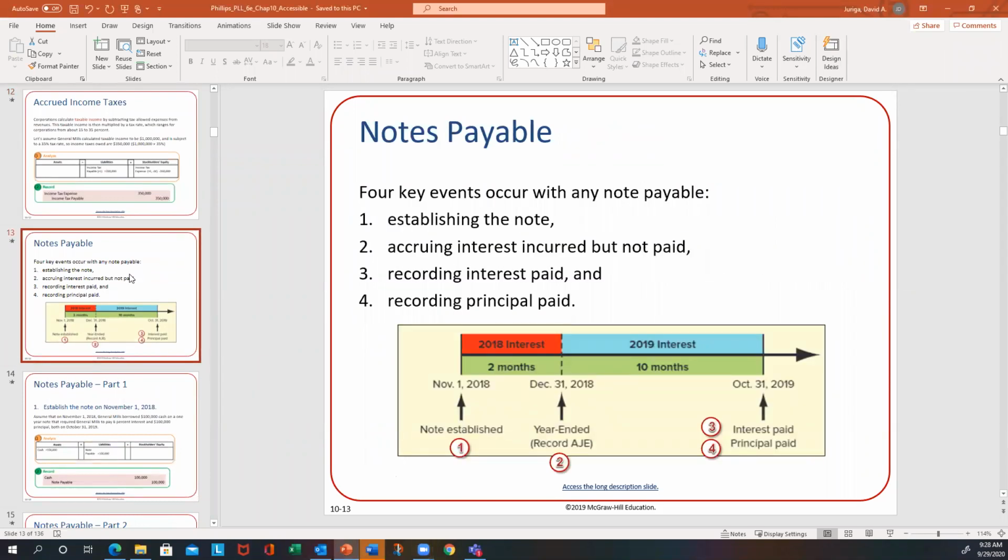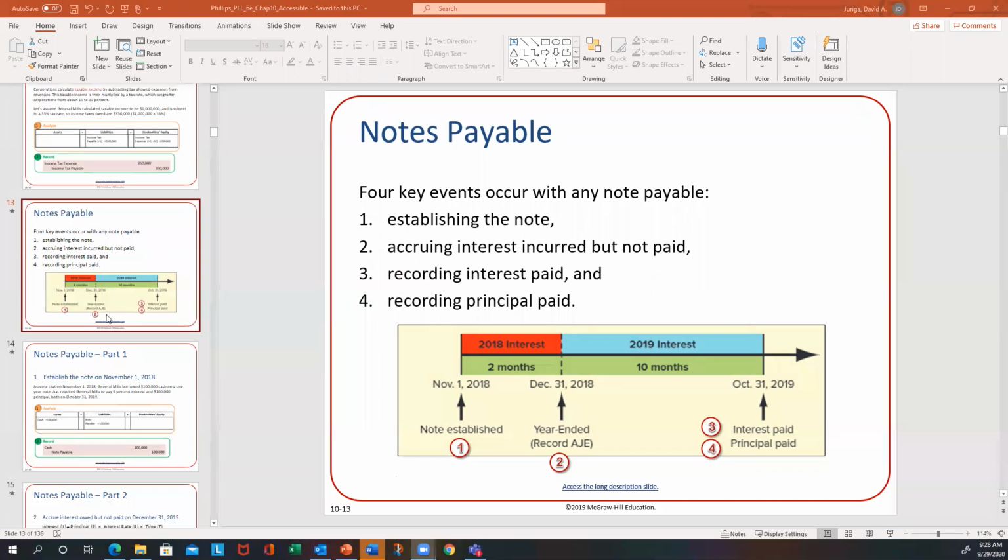Now, notes payable. Typically, the difference between notes payable and accounts payable is that with notes payable, you usually have interest. And notice they've got 4 key events. You borrow the money. You then have to look at the interest that you've incurred but haven't paid. You have to make a journal entry to actually pay the interest whenever it comes due. And of course, you have to not only pay the interest, but pay the principal that you borrowed.